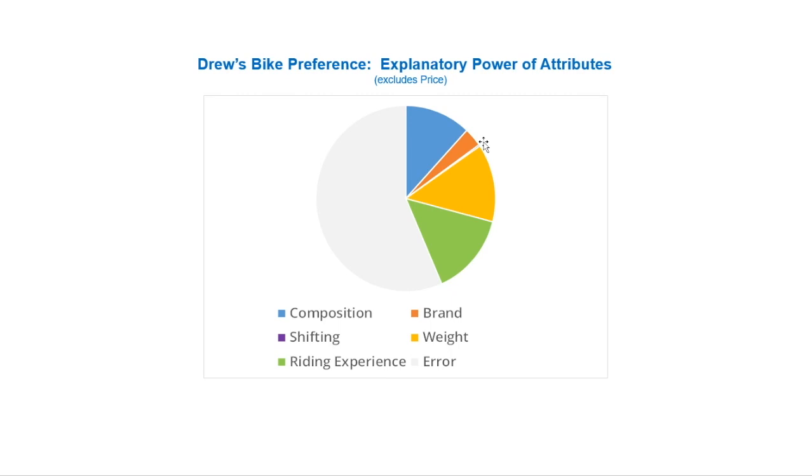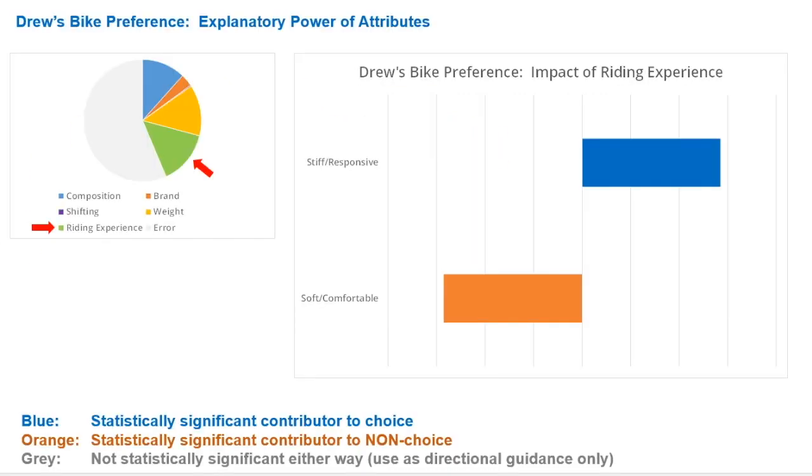So we're going to walk through this starting from the most important factor down to the least important factor. Here we have just an example of the riding experience, and the way to read these graphs for the next 2 slides is that blue is anything that's a statistically significant contributor to choice, orange is anything that's a statistically significant contributor to non-choice, and anything in gray is basically not statistically significant either way, but we can use it potentially for some directional guidance.